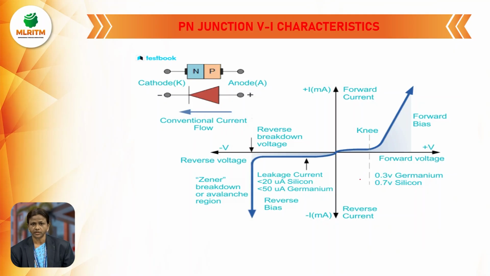That value is 0.7 for silicon. That V gamma or cut-in voltage value is 0.3 for germanium. This is nothing but PN junction diode forward VI characteristics, PN junction diode forward biased VI characteristics.